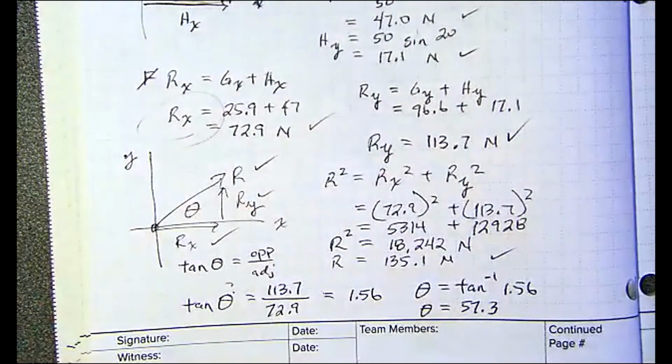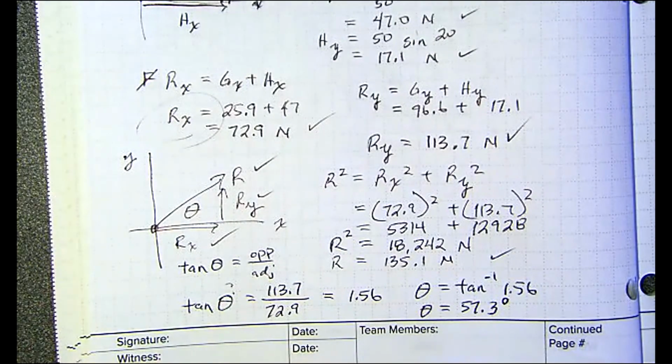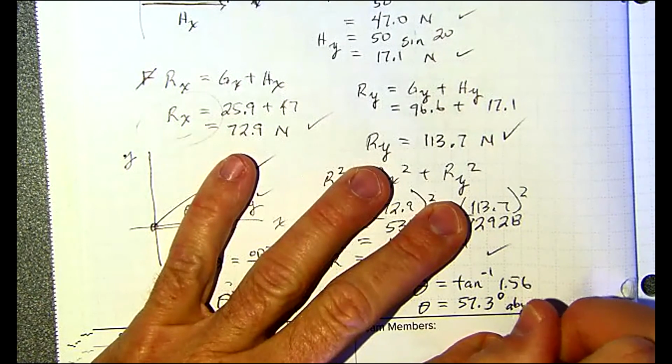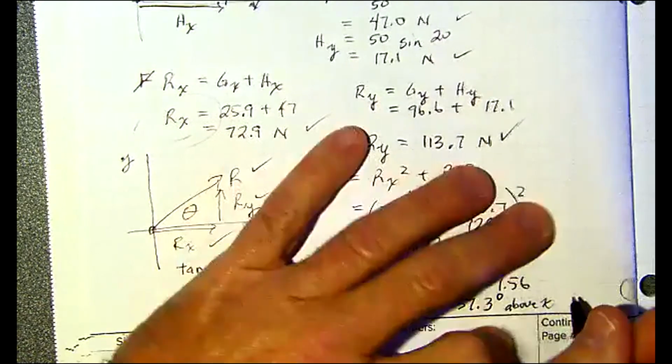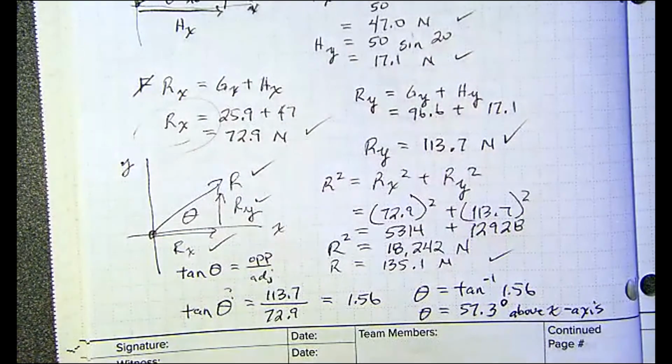57.3. That's good enough, and it is degrees. You could say, and it doesn't really matter, you could say 57.3 above the x axis. Oh my gosh, we found it all, everything. We found everything there was to find.